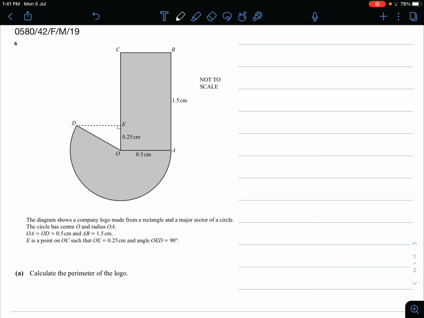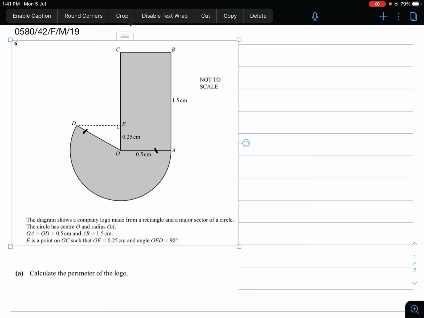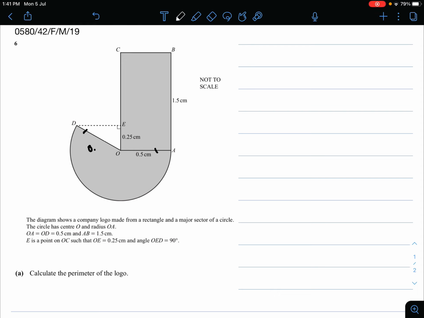The diagram shows a company logo made from a rectangle and a major sector of a circle. The circle has center O and radius OA. OA is equal to OD, which is 0.5 centimeters. AB is 1.5 centimeters. E is a point on OC, where OE is equal to 0.25 centimeters and angle OED is 90 degrees. Calculate the perimeter of the logo.